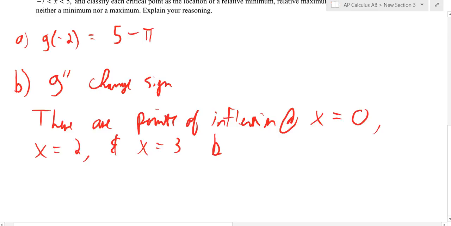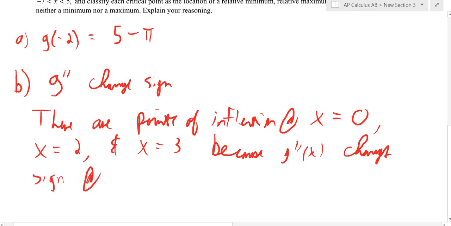Because g double prime of x changes sign. I have the worst handwriting. Changes sign at those x values. Okay?